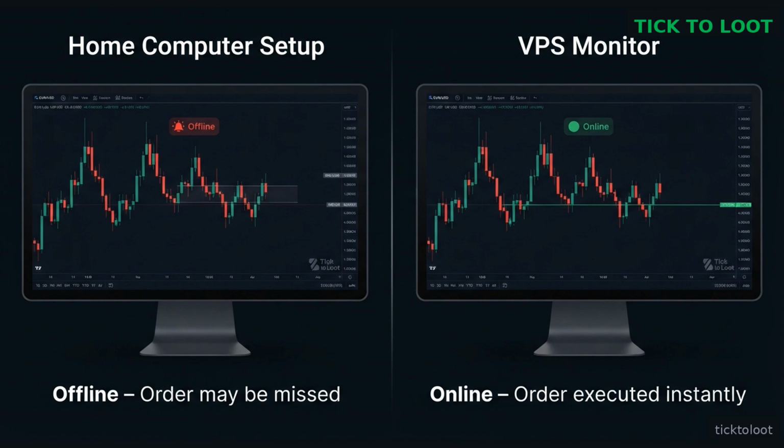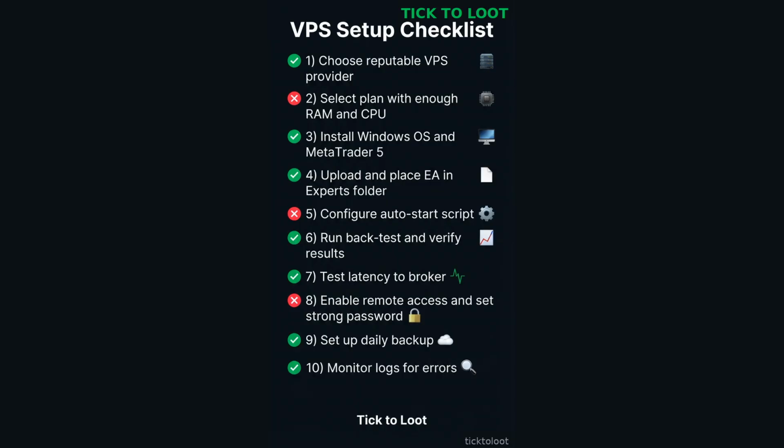executed exactly when needed. To wrap everything up, let's walk through a quick, step-by-step checklist that will help you launch your expert advisor on a VPS without missing a single detail. First, pick a reputable VPS provider. Look for reviews, uptime guarantees of at least 99.9%, and data centers close to your broker's server to keep latency low. Next, select a plan that gives you enough RAM and CPU.